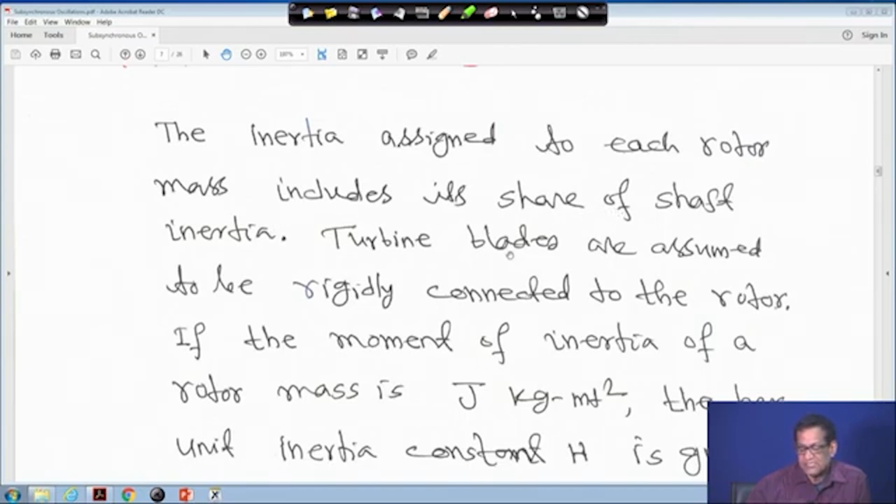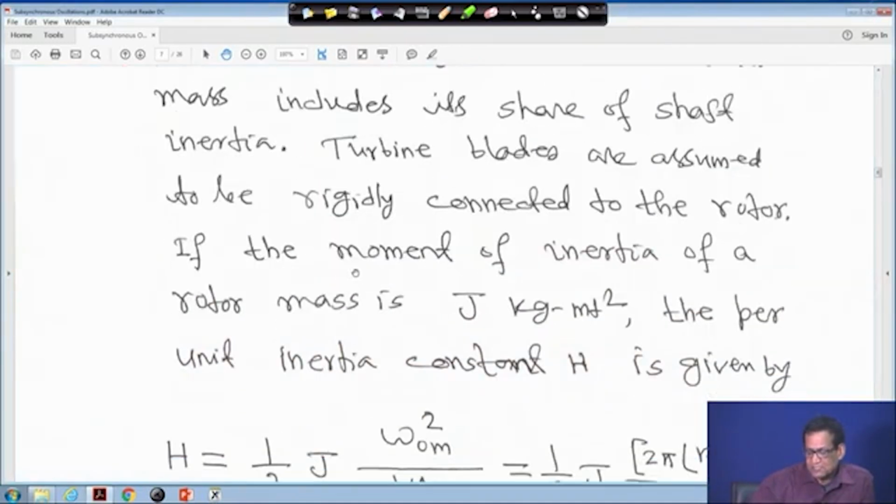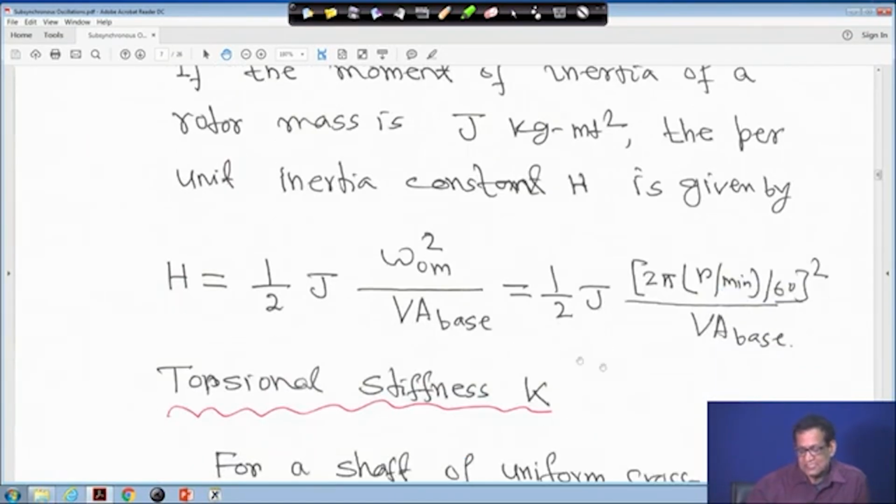So, turbine blades are assumed to be rigidly connected to the rotor. Now, if the moment of inertia of a rotor mass is J kg per meter square, the per unit inertia constant H is given by this. Earlier we have derived this in the synchronous machine chapter.